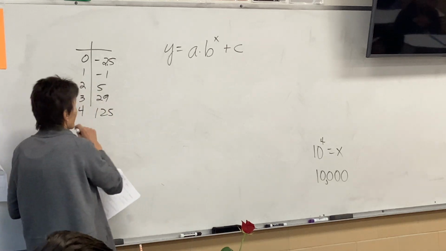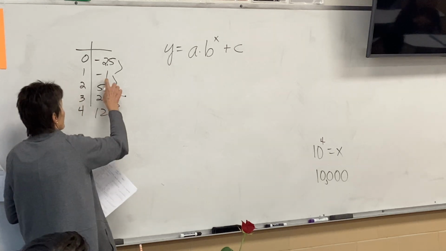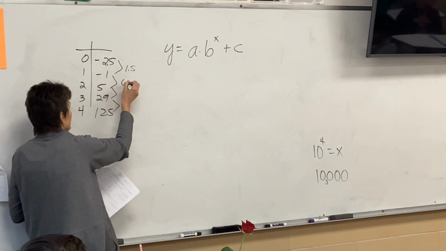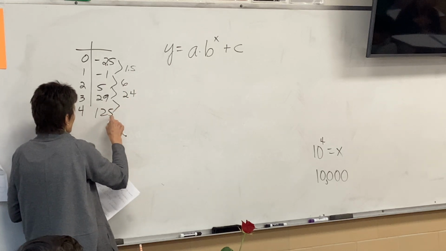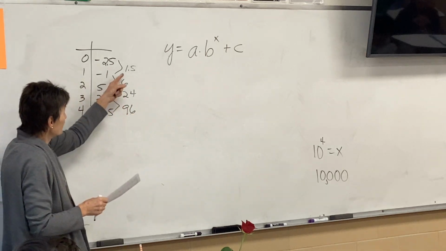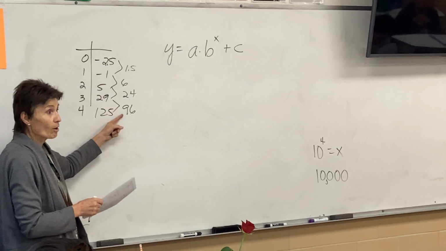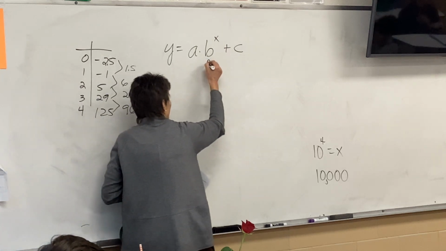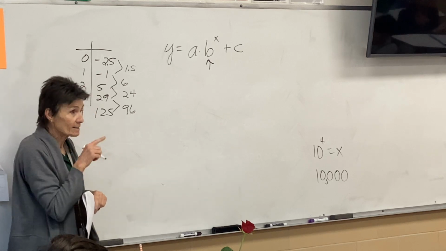Okay. So the first thing I'm going to do is take a look at my differences. I'm kind of programmed to do that. So -1, what is that, 1.5? I'm subtracting. 5, that's 6. That's 24. And this is, what is that? 96, okay. Now, take a look at these numbers. What is happening to these differences? They are being multiplied by 4. So your proportion, your ratio, your base is 4. Does that make sense to everybody?